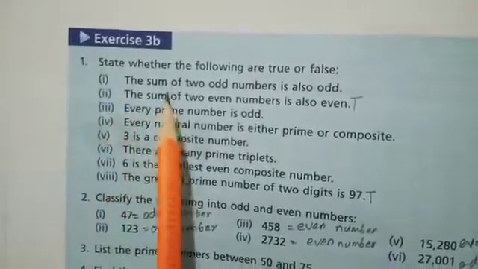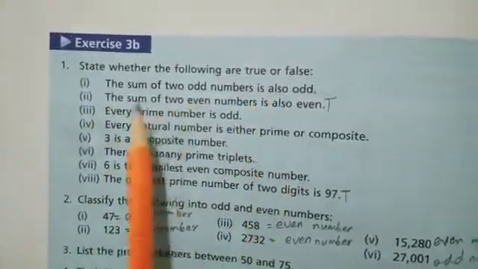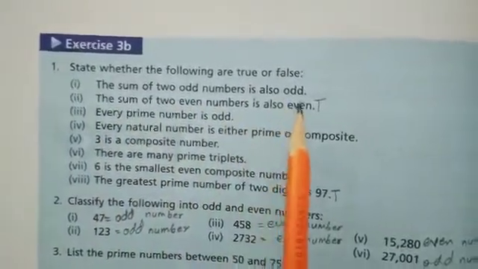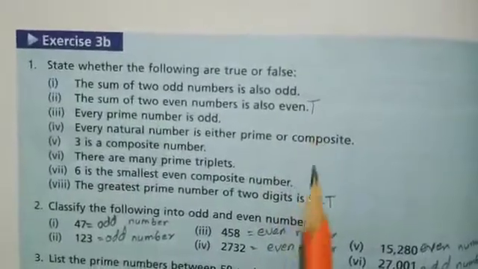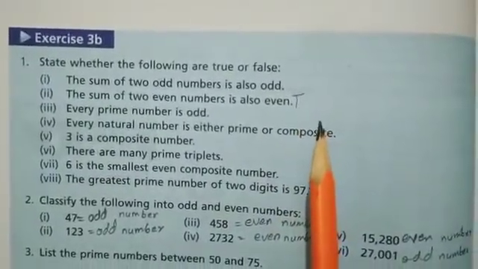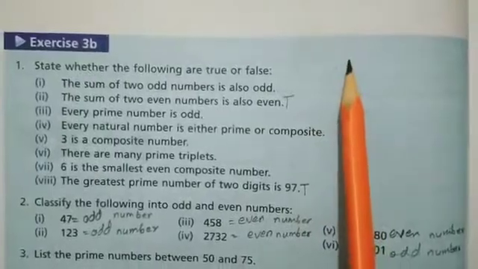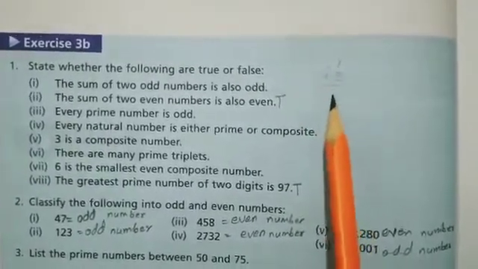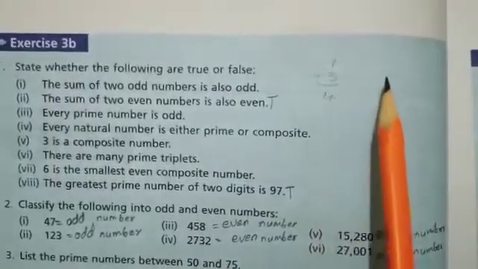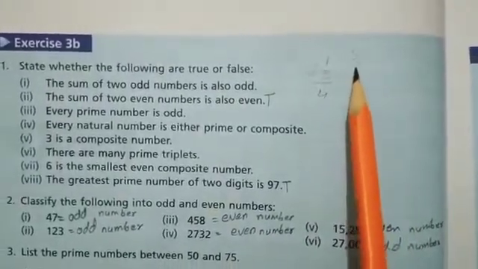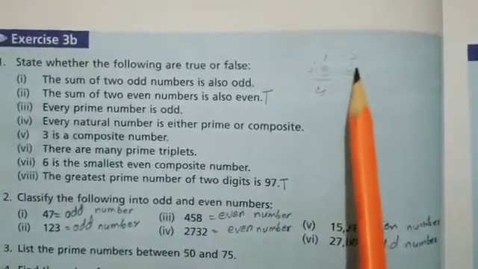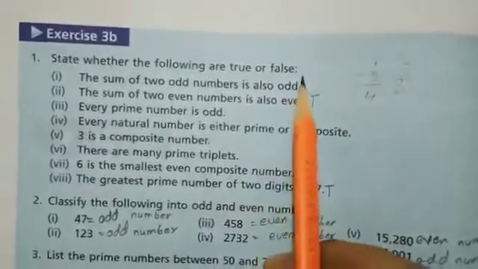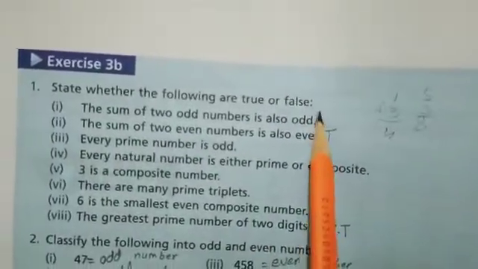First part, state whether the following statements are true or false. First, the sum of two odd numbers is also odd. It means if we take odd numbers and sum them, is the answer always an odd number? We check: 1 and 3 are odd numbers. We add these, 3 plus 1 is 4. Answer comes even. We take another example, 5 and 3 are odd numbers. If we add, the answer comes even. It means this statement is false. So we write here false.